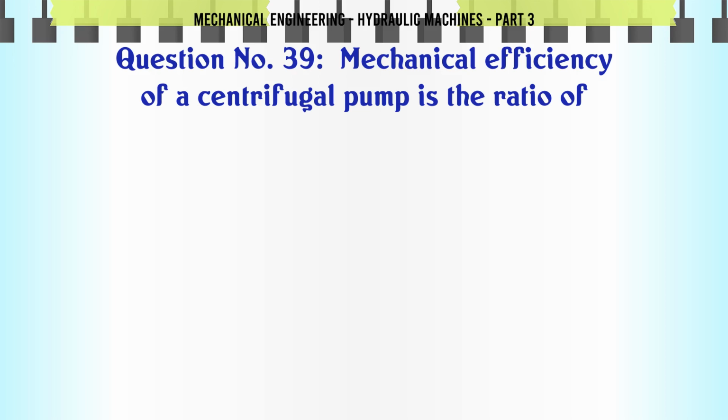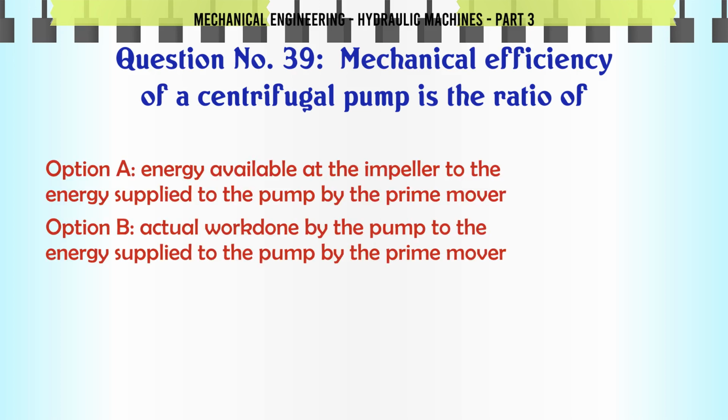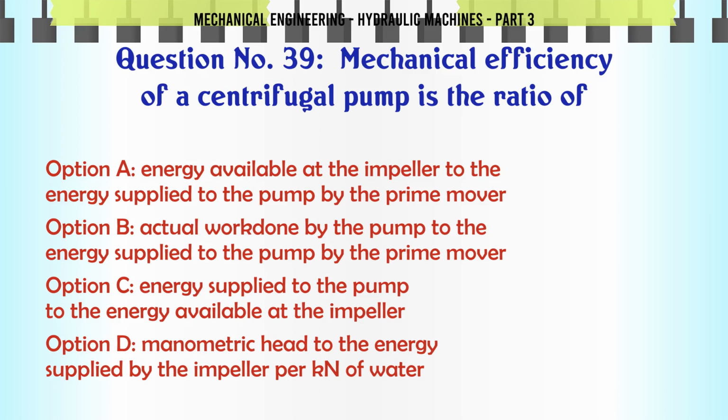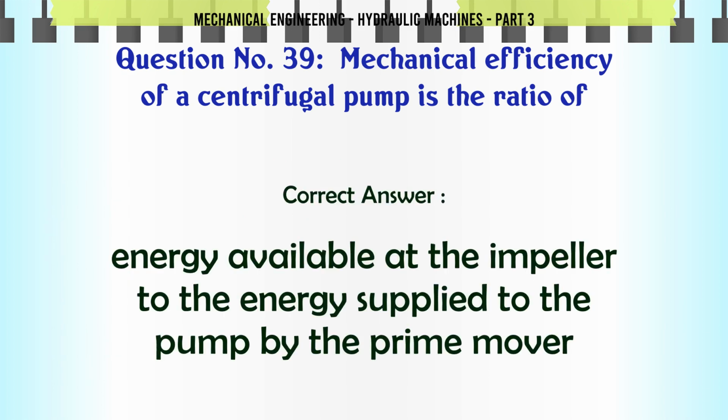Mechanical efficiency of a centrifugal pump is the ratio of A. energy available at the impeller to the energy supplied to the pump by the prime mover, B. actual work done by the pump to the energy supplied to the pump by the prime mover, C. energy supplied to the pump to the energy available at the impeller, D. manometric head to the energy supplied by the impeller per kN of water. The correct answer is energy available at the impeller to the energy supplied to the pump by the prime mover.